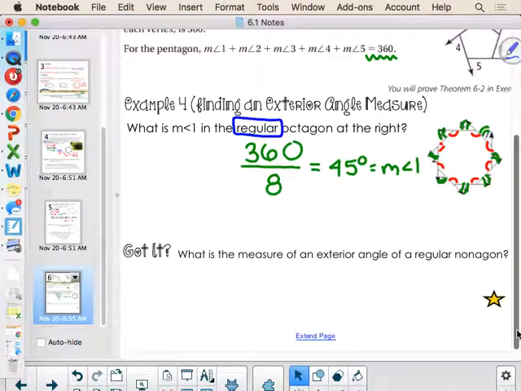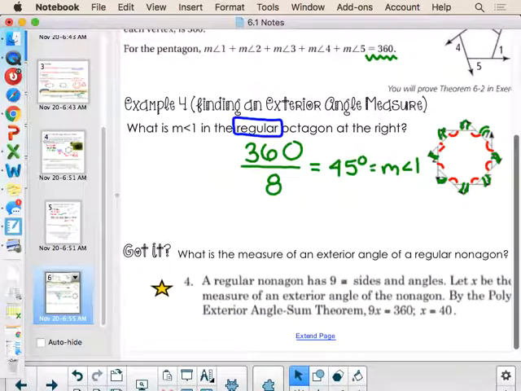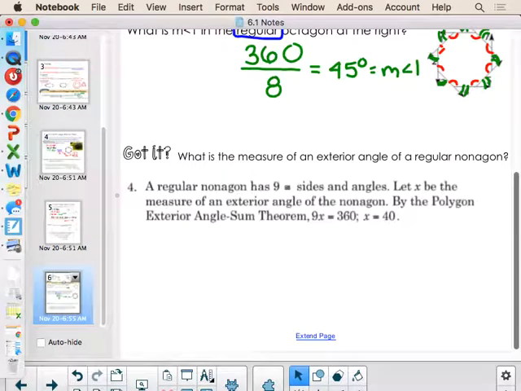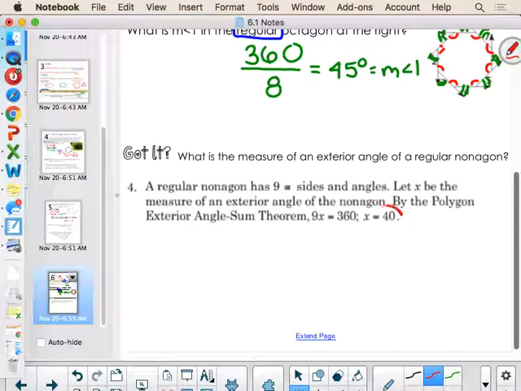Here's your last got it question. All right, once again, that strategy will work because you have a regular nonagon, and because all of the exterior angles are the same, that 360 has to be distributed evenly amongst the 9 angles, getting you a measure of 40.